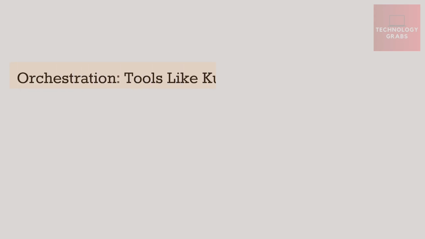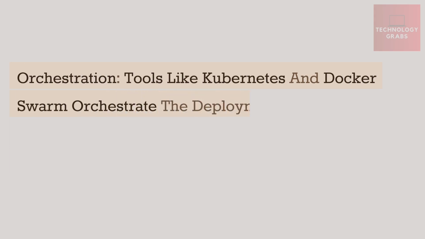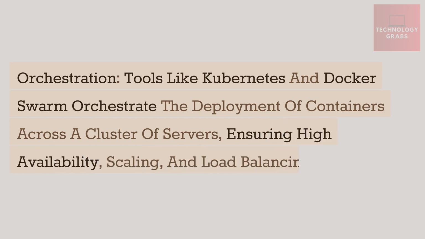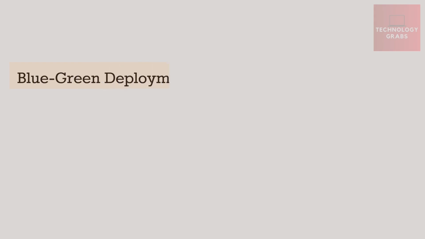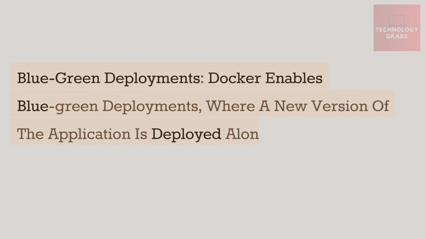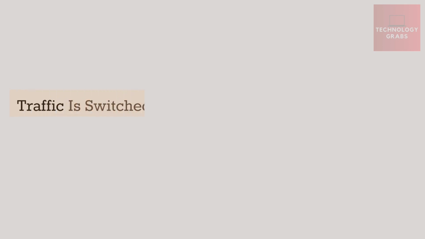Orchestration. Tools like Kubernetes and Docker Swarm orchestrate the deployment of containers across a cluster of servers, ensuring high availability, scaling, and load balancing. Blue-green deployments. Docker enables blue-green deployments, where a new version of the application is deployed alongside the existing version. Traffic is switched to the new version after it's tested and validated.